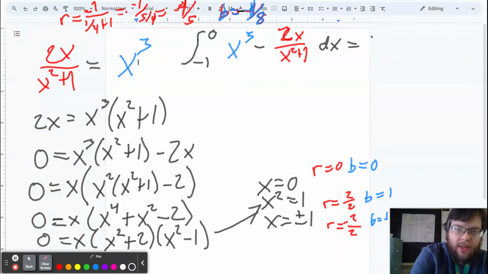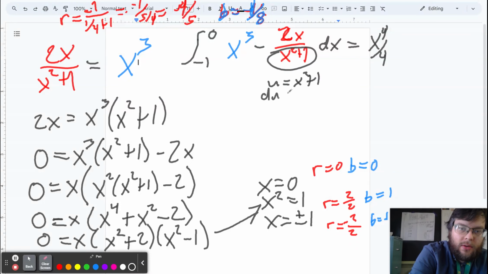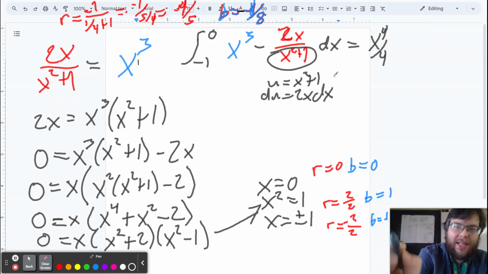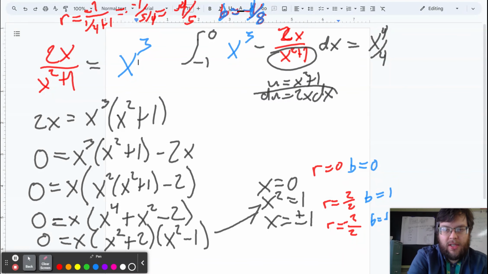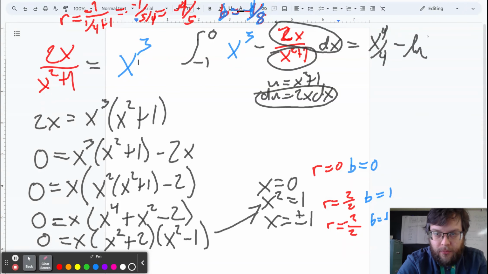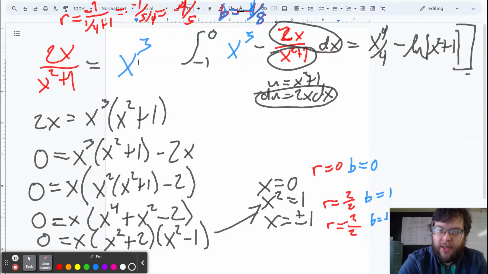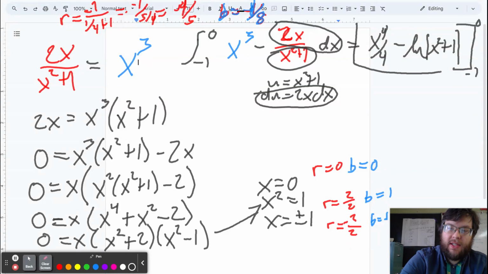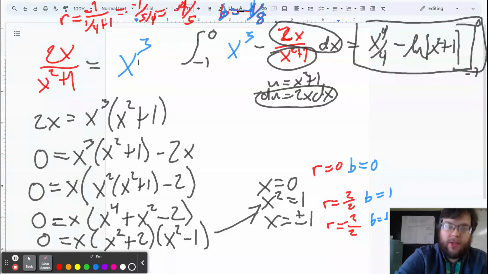So we get x to the fourth over 4. And this right here is a u substitution, x squared plus 1. So du is 2x dx. And see how du takes care of the entire numerator there. And so I just have the integral of 1 over u, which is the natural log of u. So the natural log of the absolute value of x squared plus 1. And those absolute value bars are irrelevant because x squared plus 1 is always positive anyway. Okay, I'm going to remember this because I'm going to need this antiderivative again when I do the second region.